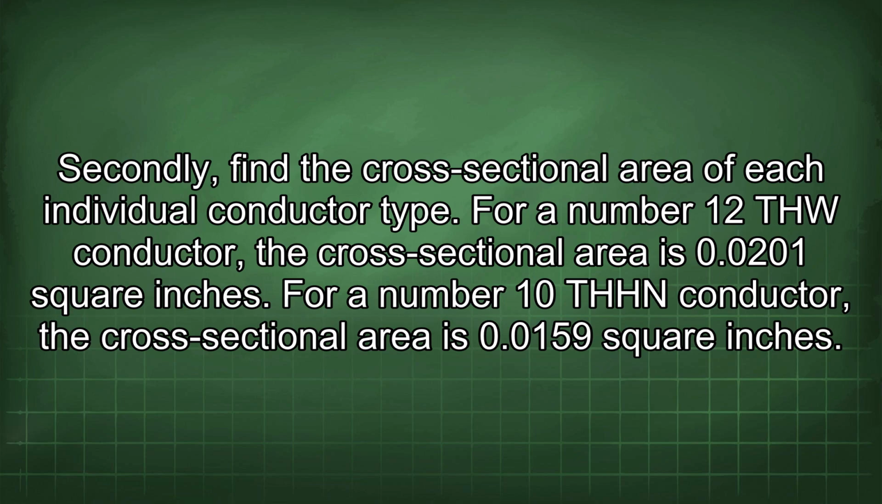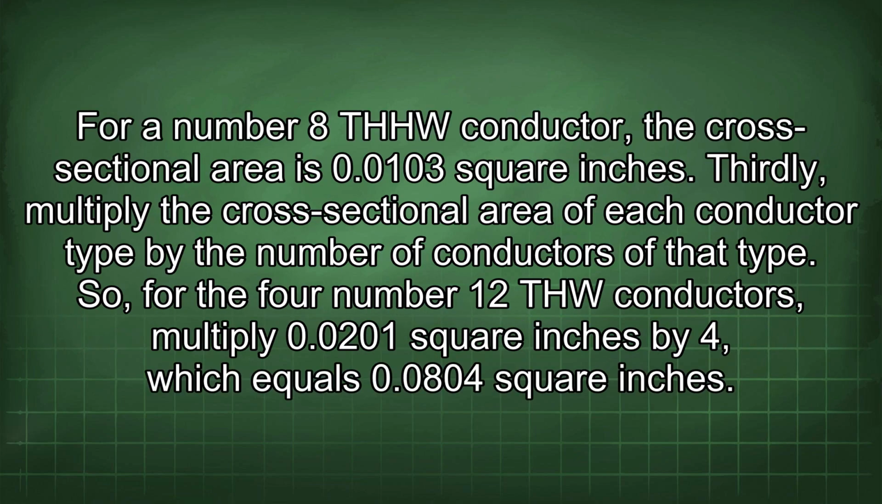For a number 12 THW conductor, the cross-sectional area is 0.201 square inches. For a number 10 THHN conductor, the cross-sectional area is 0.159 square inches. For a number 8 THHW conductor, the cross-sectional area is 0.103 square inches. Thirdly, multiply the cross-sectional area of each conductor type by the number of conductors of that type.